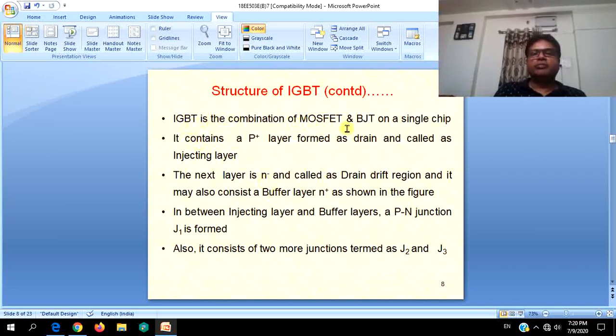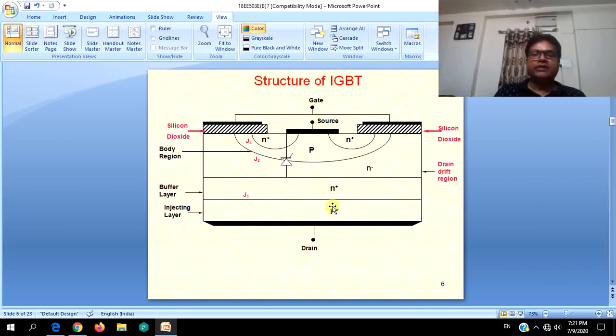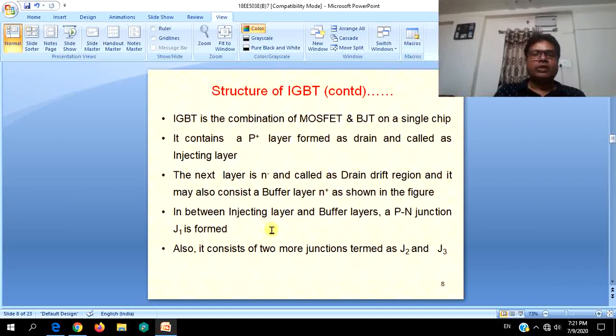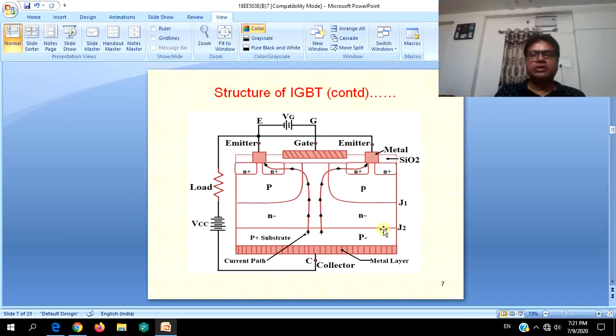These things are explained like this. It is a combination of MOSFET and BJT on a single chip. It contains a P plus layer formed as drain and called the injecting layer. The next layer is N minus and called the drain drift region. It may also consist of a buffer layer N plus, as shown in the figure. In this it is there, in this it is not there. In between the injecting layer and buffer layer, a PN junction J1 is formed.